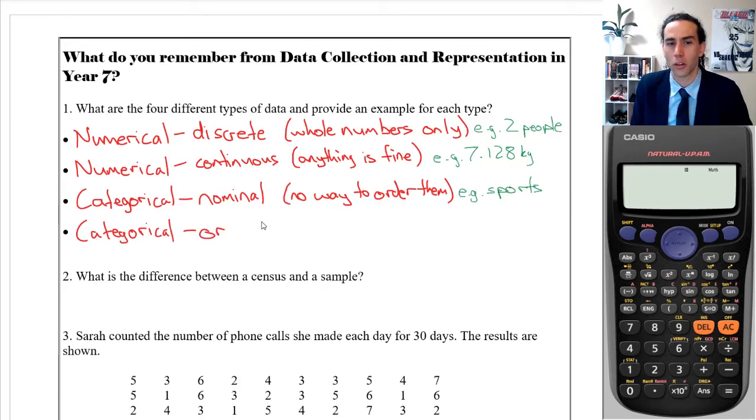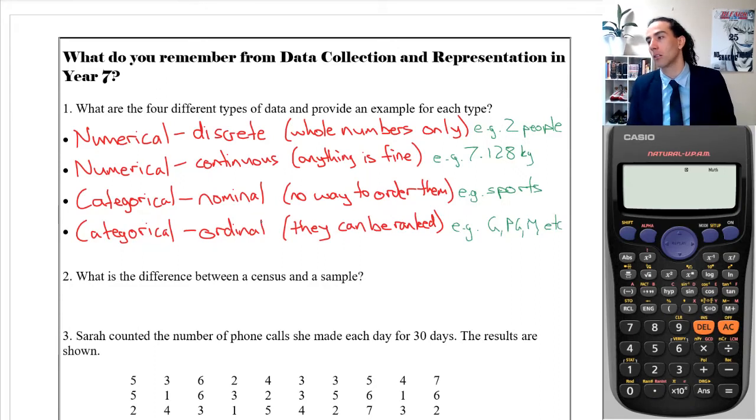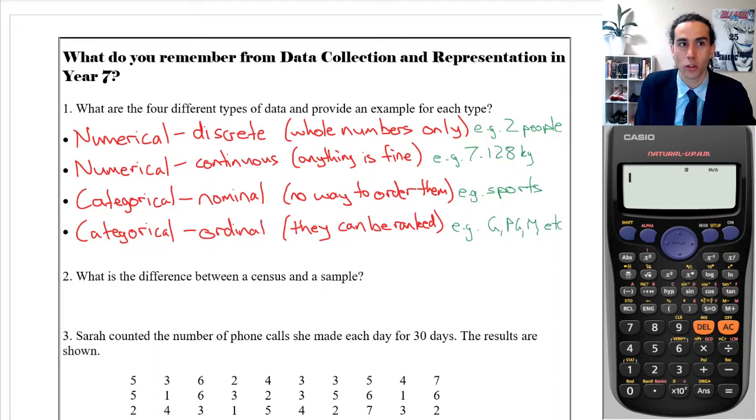And ordinal is where there is a ranking. They can be ranked, ordered. So I like the example of movie ratings: G, PG, M, etc. These aren't numbers, but there is a ranking. All right, gonna keep moving. You just keep writing. Well, I'll give you a few seconds.